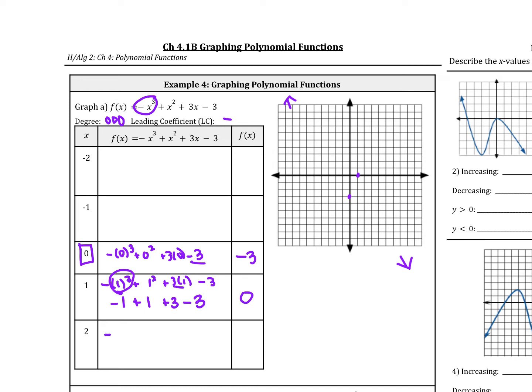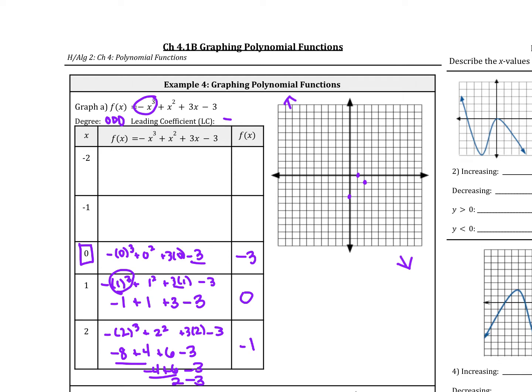So next we'll plug in 2. Negative 2 cubed plus 2 squared plus 3 times 2 minus 3. We would get negative 8 plus 4 plus 6 minus 3. Negative 8 plus 4 is negative 4, plus 6 minus 3. Negative 4 plus 6 is 2. So 2 minus 3 is negative 1.